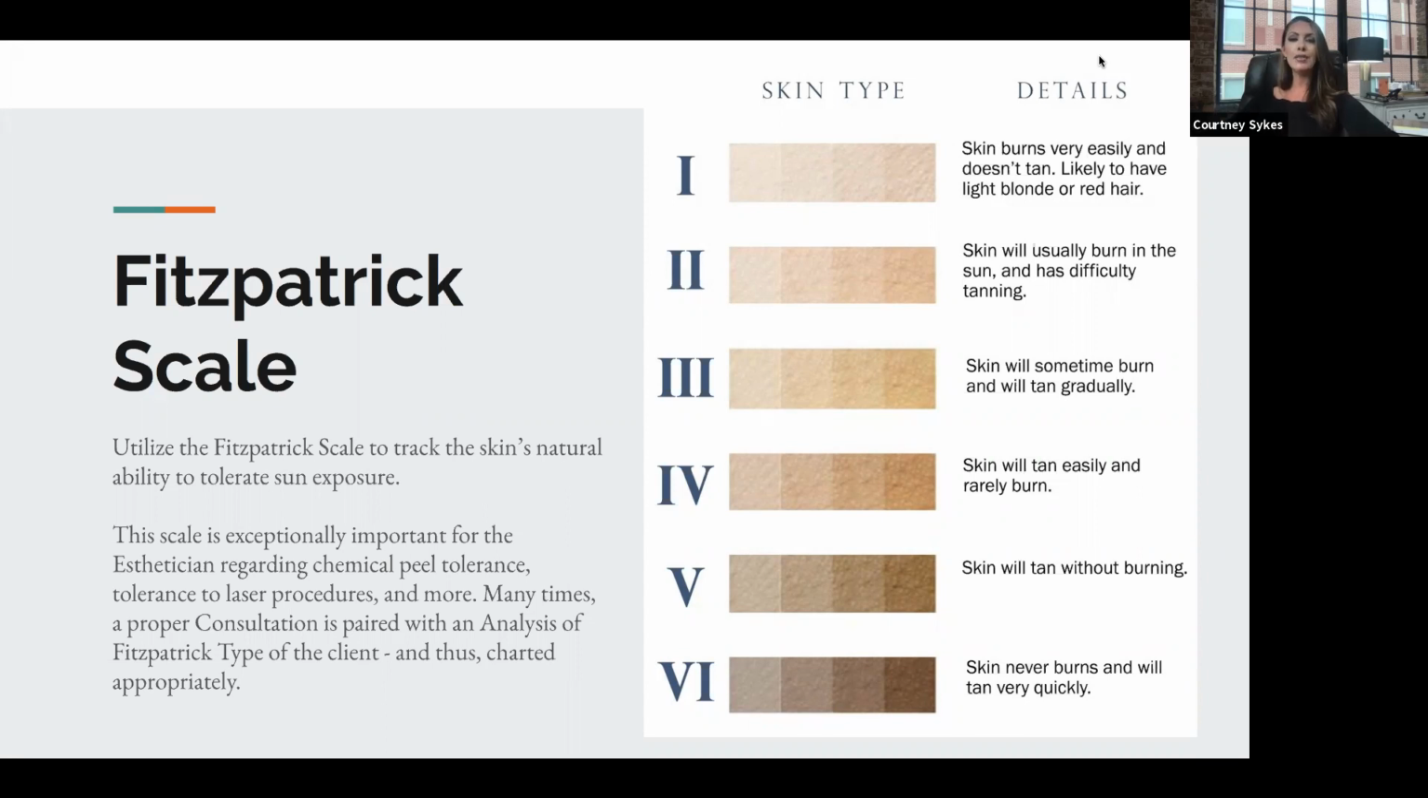I promise you, I have done a 6-layer Jessner peel on a Fitz 6 and everything was perfectly fine. And that was a student of mine. So really good results for her, by the way. So keep that in mind. This is all about just how your skin tolerates the sun. And every Fitzpatrick has to wear sunscreen, guys. Don't think that you don't have to.